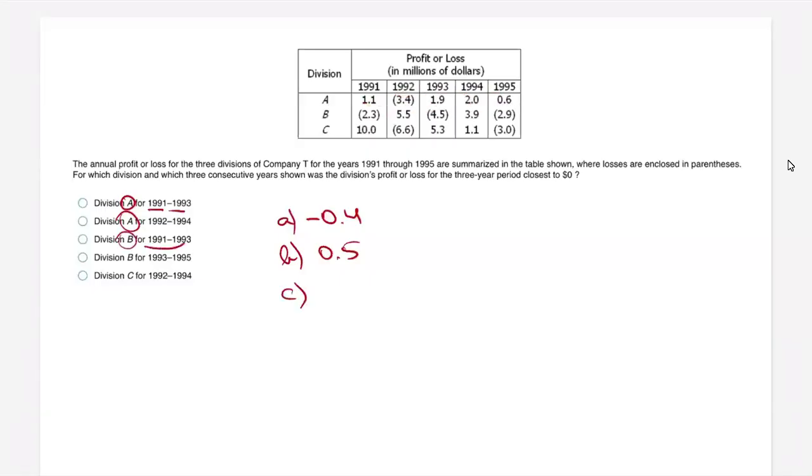Division B, 91 to 93. It's too big. I will not even consider. Look, minus minus with this. No, it's not that. B, 93 to 95, the same. Still big compared to this. Okay. So now let's see the last one. Division C, 92 to 94. 5.3, 6.3, 6.4, 6 is 0.2. So this wins.